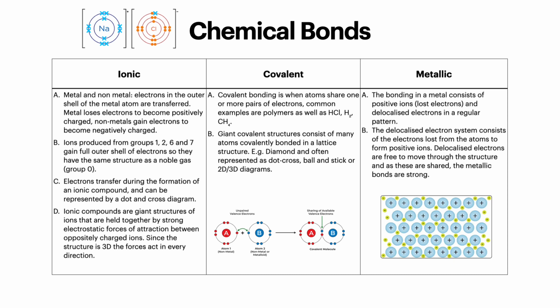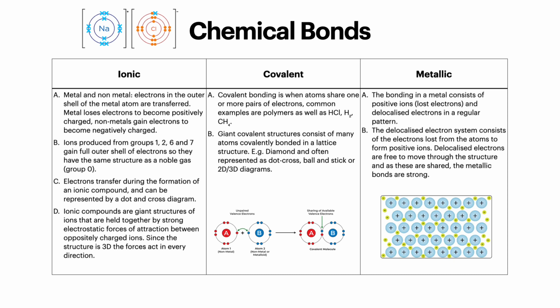Ions produced from groups 1, 2, 6, and 7 gain full outer shells of electrons, so they have the same structure as a noble gas. To clarify, that means elements in group 1 will lose 1 electron, elements in group 2 will lose 2 electrons, and groups 6 and 7 will gain 2 and 1 electrons respectively.